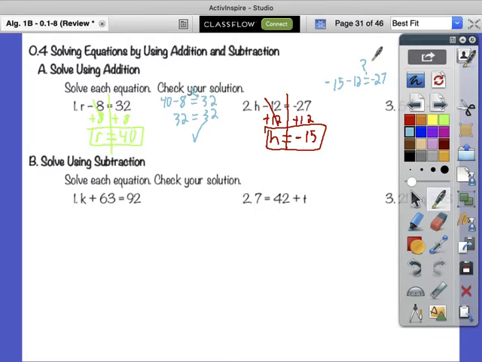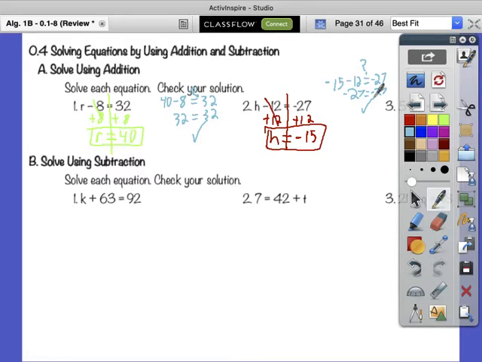So what happens when we have two negatives? You add them. Same sign, add, and you keep the sign. So what's 15 plus 12? 27, but it's a negative 27. So does negative 27 equal negative 27? Yep, check. It checked out. Okay. Questions on that?